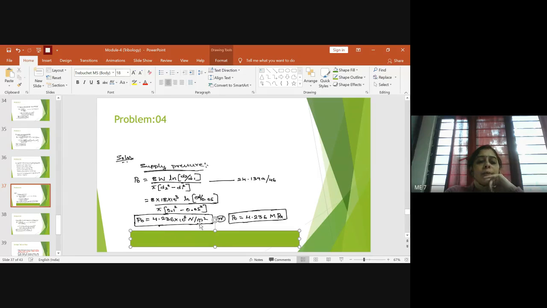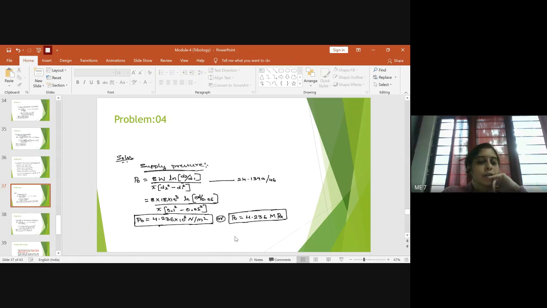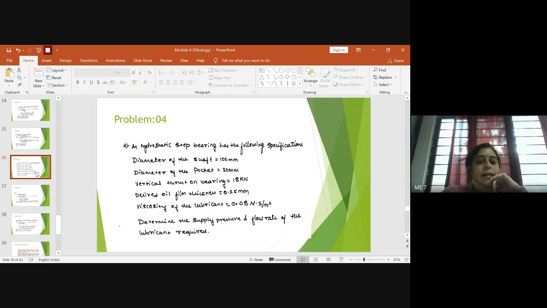It's better to keep it in Newton per meter square only, as we need to substitute this entire value in the equation for rate of flow. So good, now we have got the right answer. Further, we will go for the next part. So what is being asked?